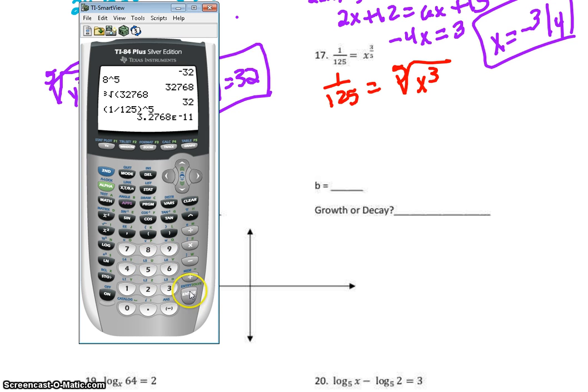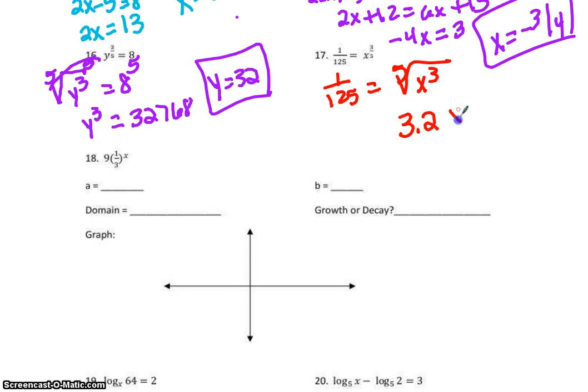And you get a really small number, and then you're going to rooftop that to the open 1 divided by 3 to get rid of the cubed. And you get 3.2 times 10 to the negative 4th.